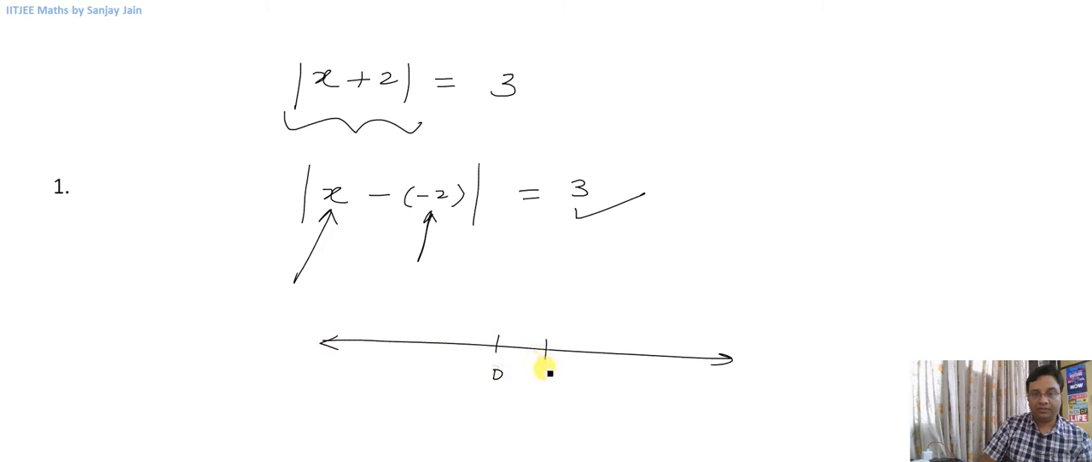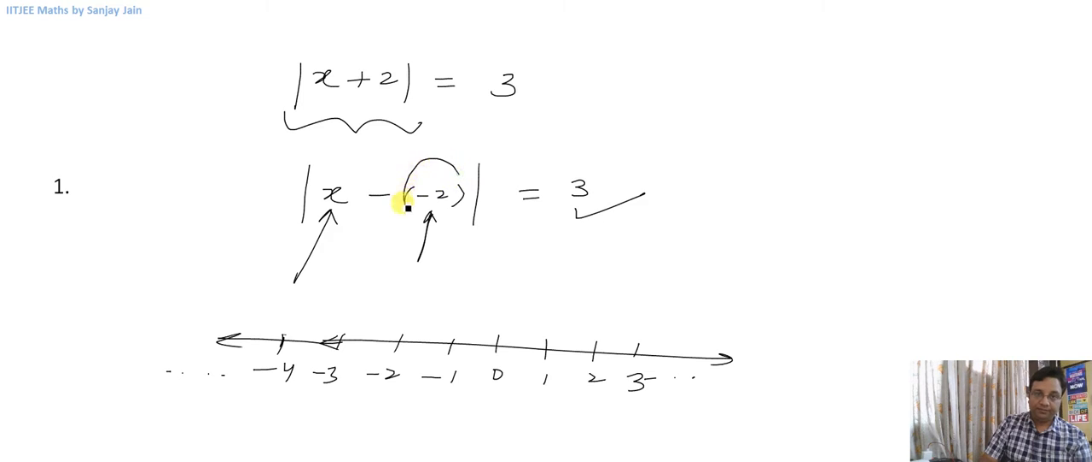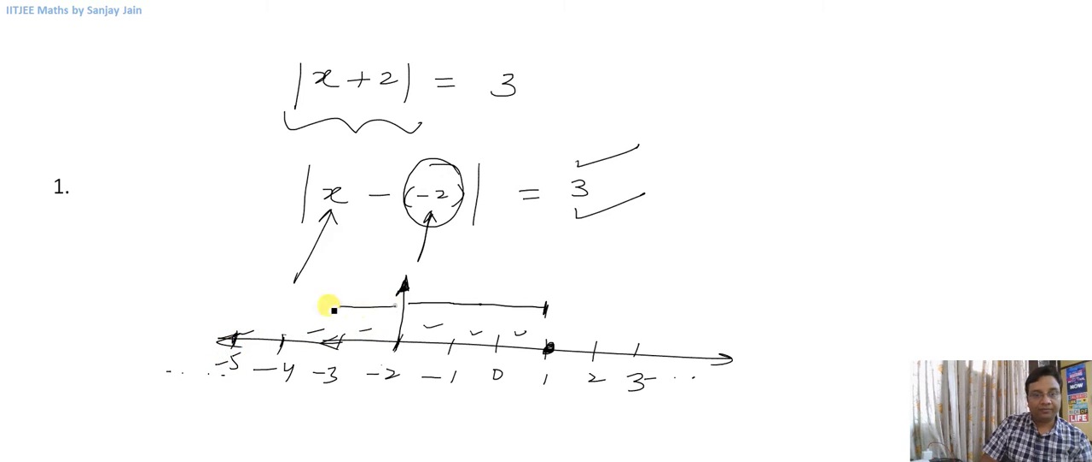So if it is 0, 1, 2, and so on, -1, -2, -3, -4, and so on. Let me write one more number here. Now this is the number -2. So I am looking for a real number which is at a distance of 3 units from -2. So let me go towards the right: 1, 2, 3 units. 3 units to the right, so I will reach here. And 3 units to the left: 1, 2, and 3, I will reach -5. So there are two numbers, -5 and 1, that are exactly 3 units away from -2.